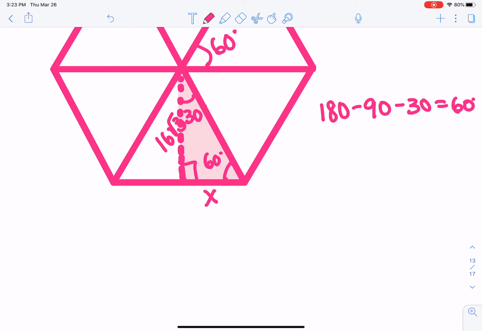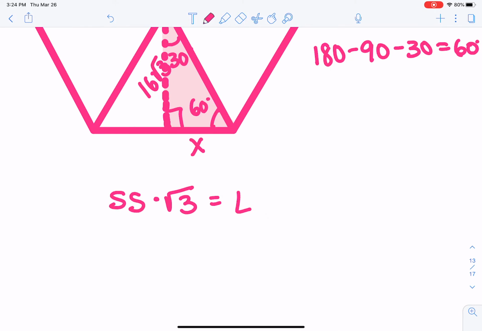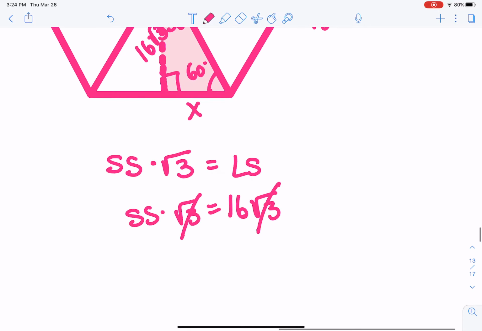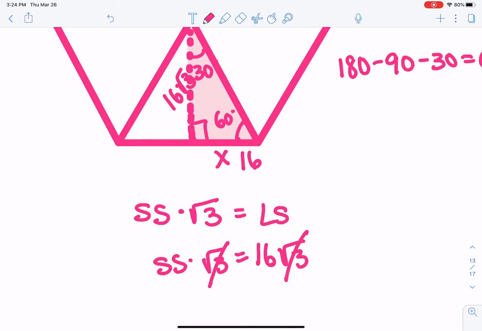Other ones would have to use maybe Pythagorean theorem or some trig and leaving that in your calculator all until the very end. But if you remember, the shorter side times the square root of 3 equals the longer side in this case. Oops, not LS, little tiny LS. The longer side is 16 square root of 3. So what should the shorter side be? Boom, cancel those, and the shorter side is just 16. So this x is 16. The whole entire thing would be double that, or 32 for this whole length right there.